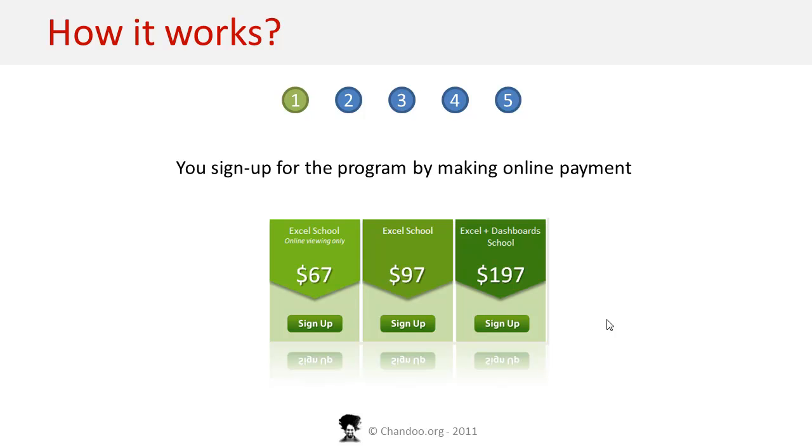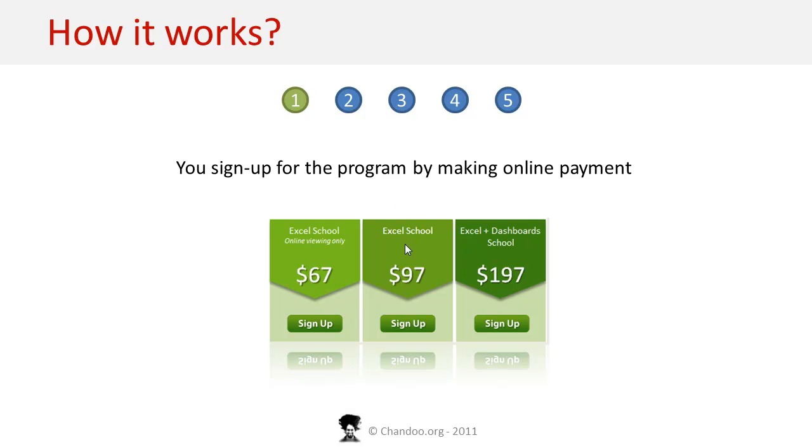So how does it work? Excel school is pretty straightforward. It's kept as simple as possible, but nothing simpler. The first step is, of course, you have to sign up for the program by making an online payment. Excel school comes in 3 different flavors. There is an online only option where all the lessons content is available for you to view online. So it will be streamed from the web server, so you can view it like you're watching YouTube videos. But for this option, you need to be online, connected to internet, and watch the lessons. You can repeat the lessons any number of times during the course duration, which is 6 months. And this costs about $67.